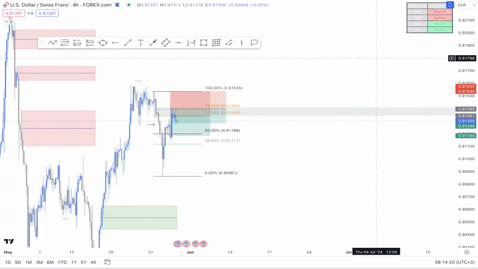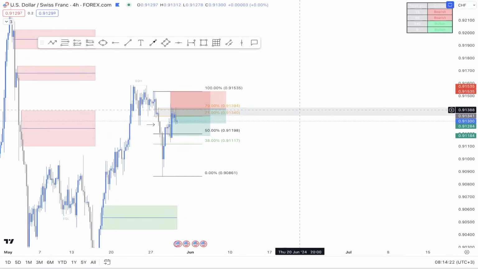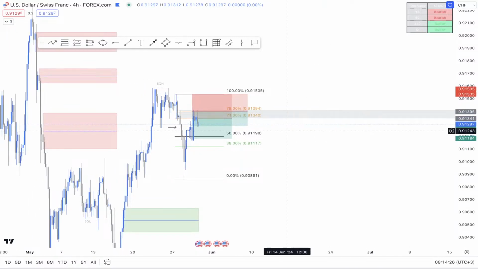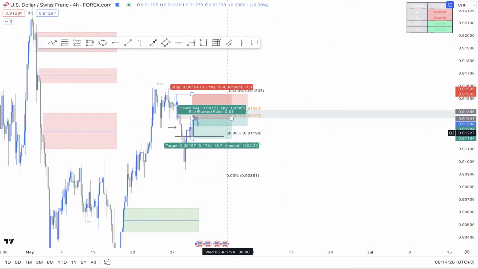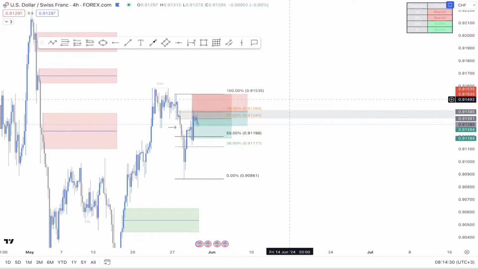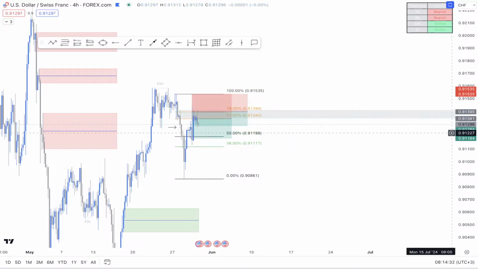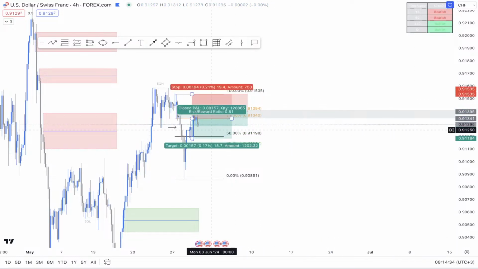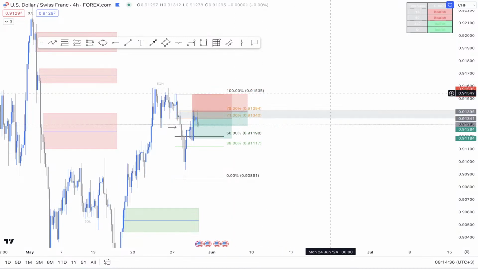As always, we are going to start off with the Forex analysis. To be more exact, I'm going to start off with USD CHF, where we have a bearish setup running in some nice profits as we speak. TP1 was smashed on both of our entries, okay?